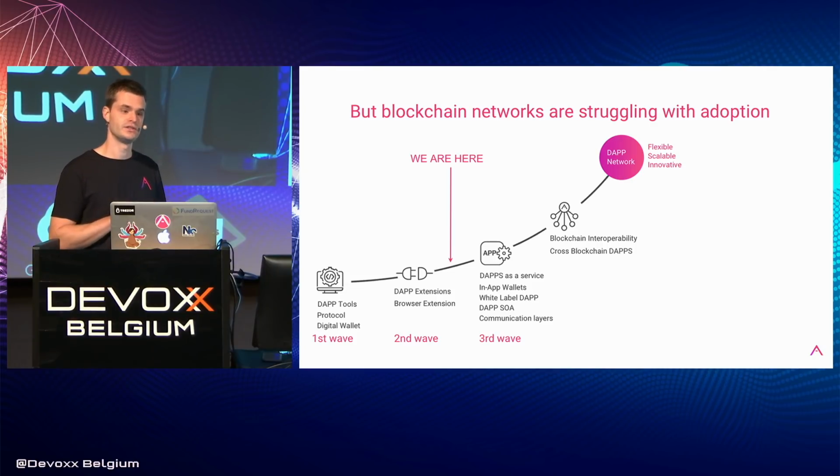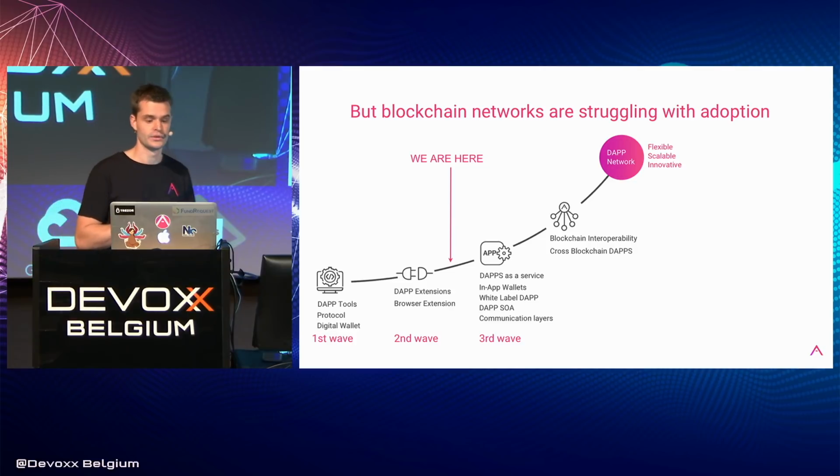In the first wave, we have the basic tooling, which is the protocol, so the blockchain itself, and then a digital wallet that allows you to start interacting with the blockchain. But it's not that user-friendly, so it's definitely not for everybody. In the second wave, there will be even more tooling available and more for end users already, like DApp extensions, which are browser extensions that allow you to communicate with the blockchain, and you have wallets in there available. That's the second wave, and that's a bit where we're at right now.